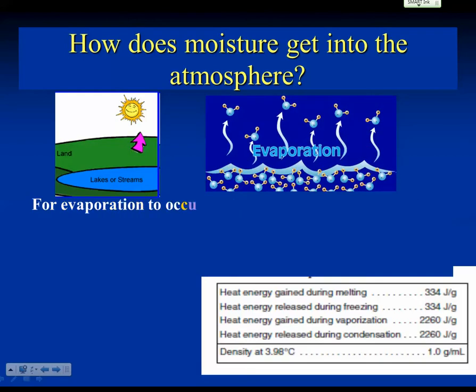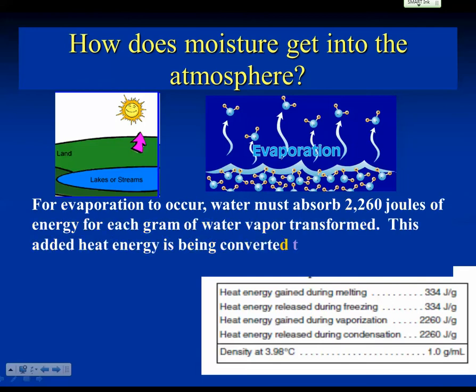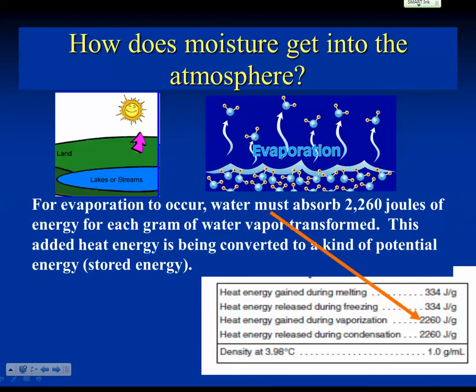Welcome back, everybody. It's the second lesson in Unit 6 Meteorology, and today we're going to be discussing moisture in our atmosphere. And of course, it's a very crucial substance in our atmosphere. It has a lot to do with weather. So first of all, how does that moisture get up into the air?